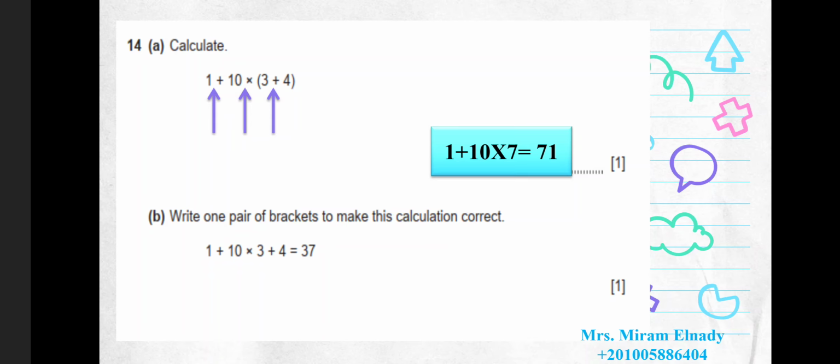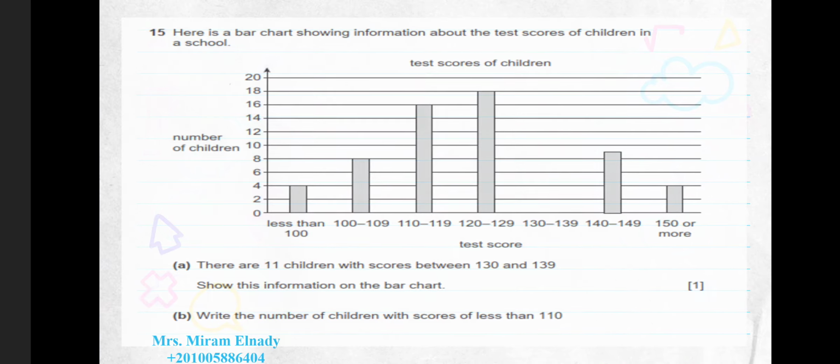So let's think about 1 plus 10. If I put the bracket here, it will be 10 times 3. 1 plus 10, 11 times 3. 33 plus 4, yes, 37. So this is the correct place. 1 plus 10, 11 times 3, and then the final answer.